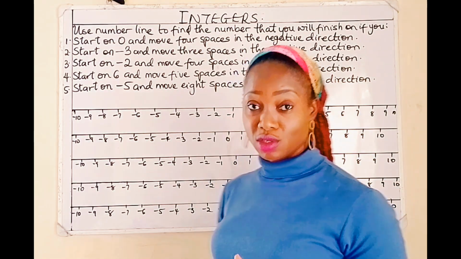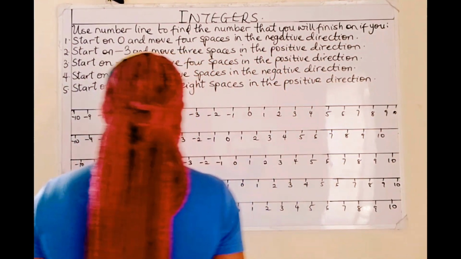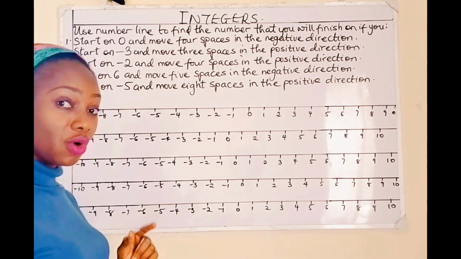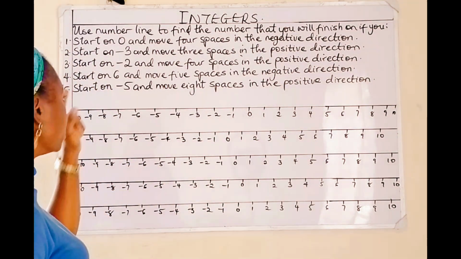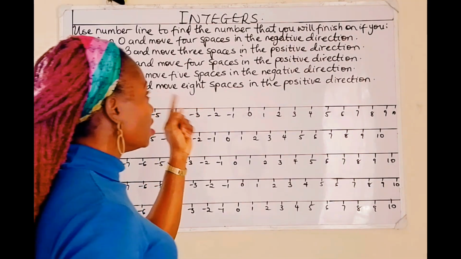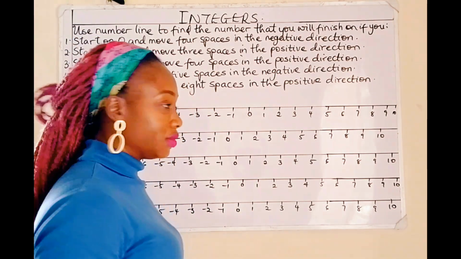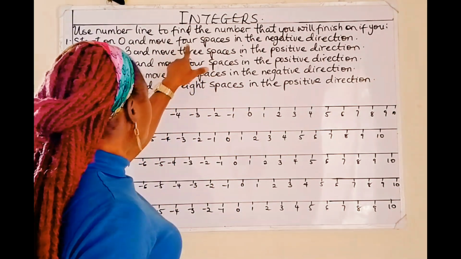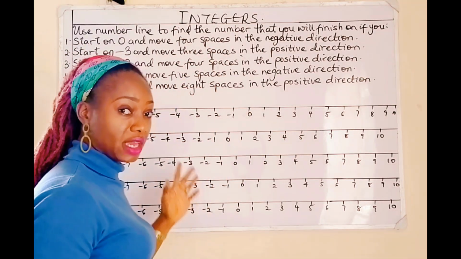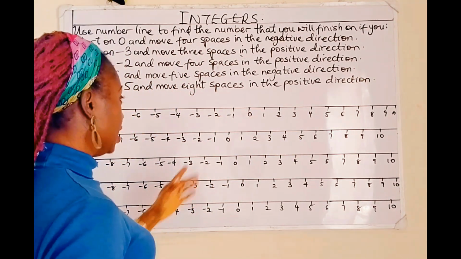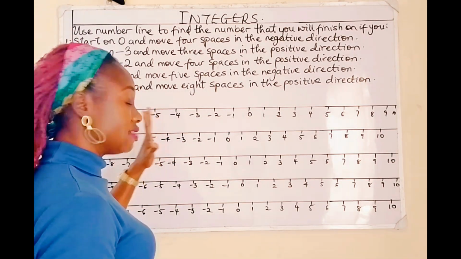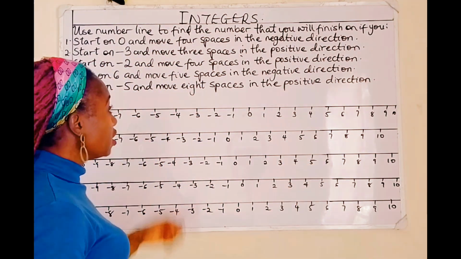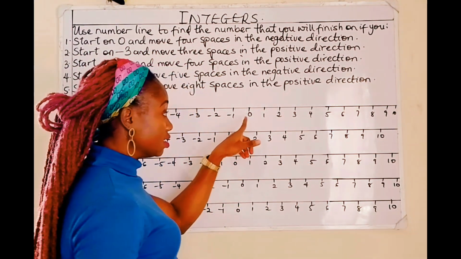Okay, now let's read the questions on the board. The first one says, use the number line to find the number that we finish on if you, number one, start on 0 and move 4 spaces in the negative direction. Now, what is this question saying? We're going to start from point 0, and what next? We're going to move 4 spaces in the negative direction. And where is the negative direction on the number line? It's to our left, on the left hand side, and the positive direction is on the right hand side. So we're going to move 4 spaces in the negative direction starting from 0.